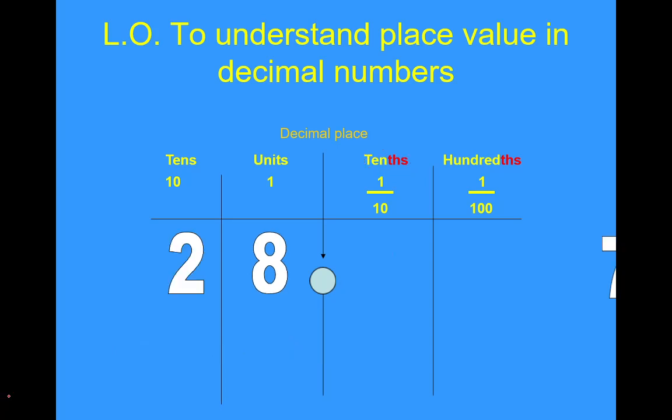What about for 28.7? Well, that would be 20, or 2 tens, 8 ones, and 7 tenths. Now, I expect your handwriting to be better than mine here. I am, after all, writing with a mouse.